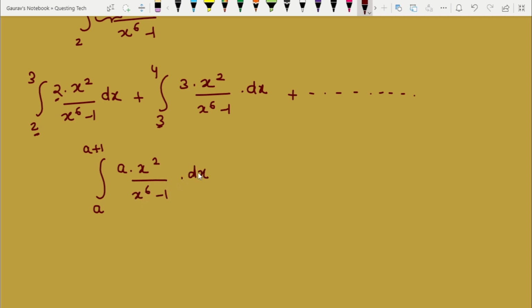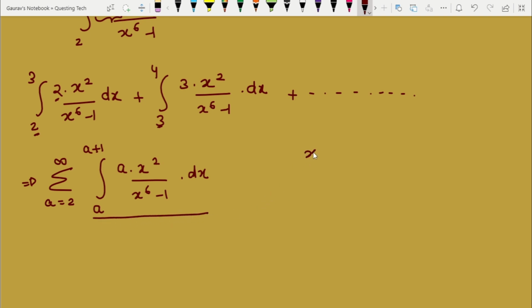So here I have written a term of this sequence. What is a? A is going to vary from 2 to infinity. So we can use the summation sign here, a from 2 to infinity. So this is a simplified version. Okay. Now we can first calculate this integration.